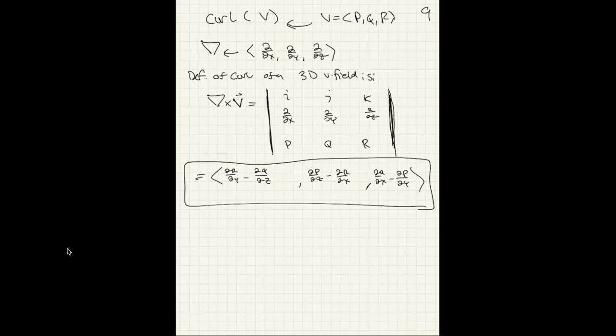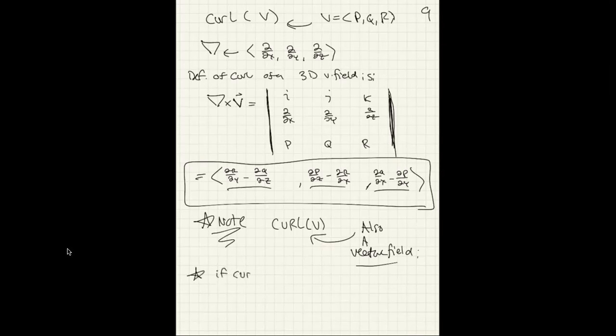In your homework, we only have a few minutes left, but I need you to notice that the curl of V is also a vector field, right? Because it has 3 components, and those components are functions. So this is a vector field. Again, same notation. If curl of V is the 0 vector field, then we say V is curl free, or V is conservative.